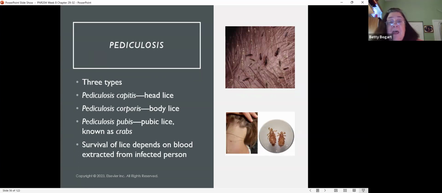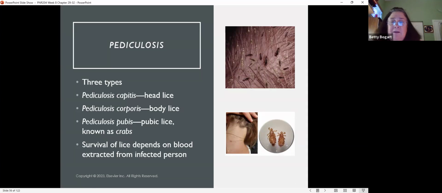Pediculosis, we have head lice, body lice, and pubic lice. It is a little type of animal, insect, bug, very tiny. They hook into the scalp and they suck blood out of you. And they lay eggs. And if you look at that top picture, it's a great picture. The little tiny white balls are eggs, and the other ones are the animals.